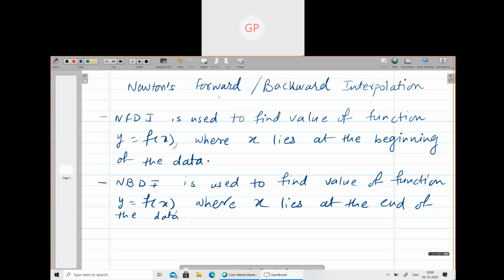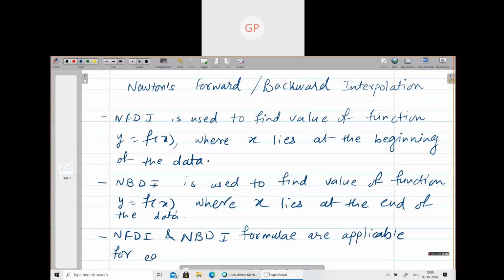Okay, so for Newton's forward and backward, you have to remember a very important thing: the NFDI and NBDI formulae are applicable for equally spaced data. Do you understand this? Equally spaced data means x values are equidistant.